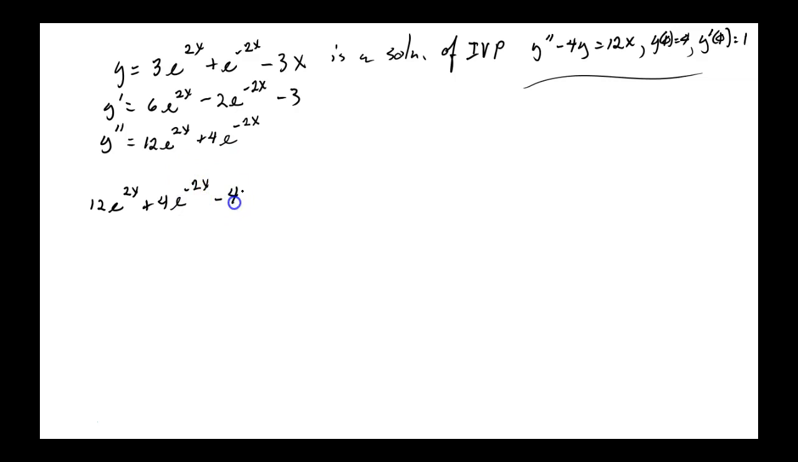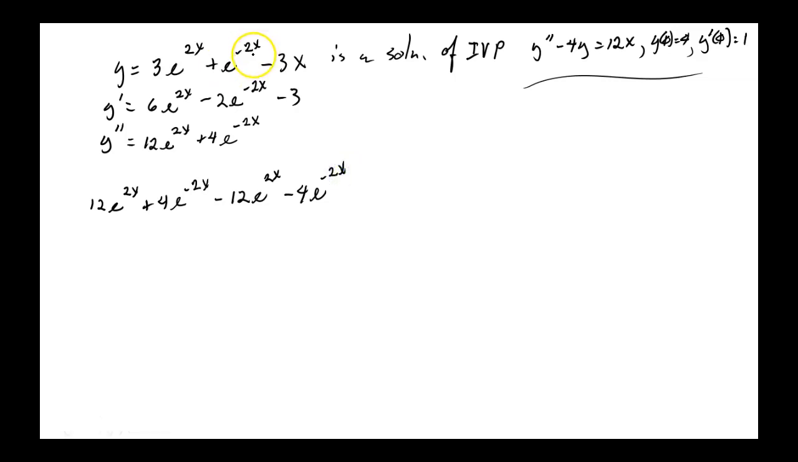Minus 4 times y. So I don't need to do that y prime anywhere. I just needed to do it so we could get y double prime. So if it's okay with you, I'll just multiply by minus 4 by everything up there in y. So that would be minus 4 times 3 is minus 12 e to the 2x, right? And then minus 4 times 1 is minus 4 e to the minus 2x.